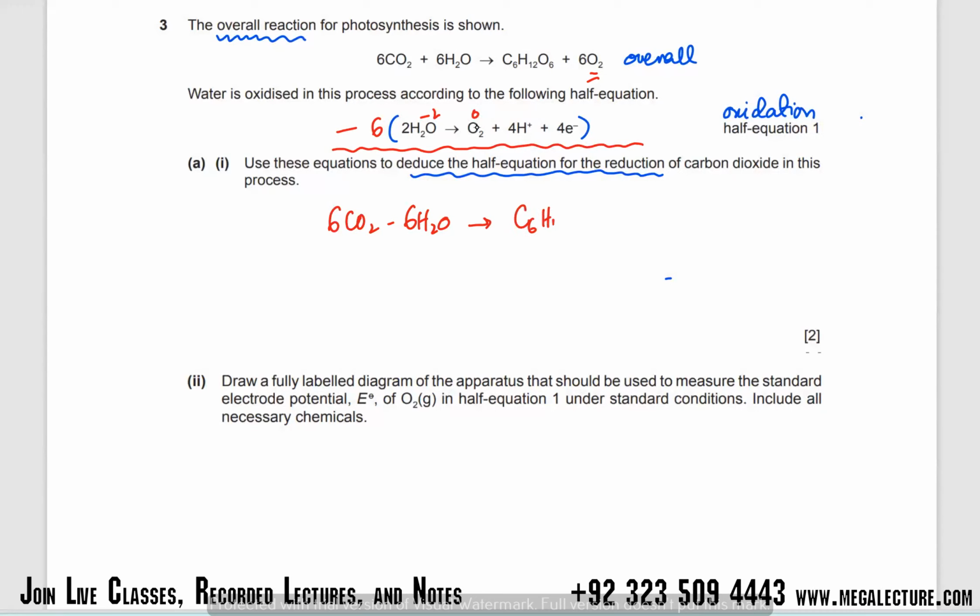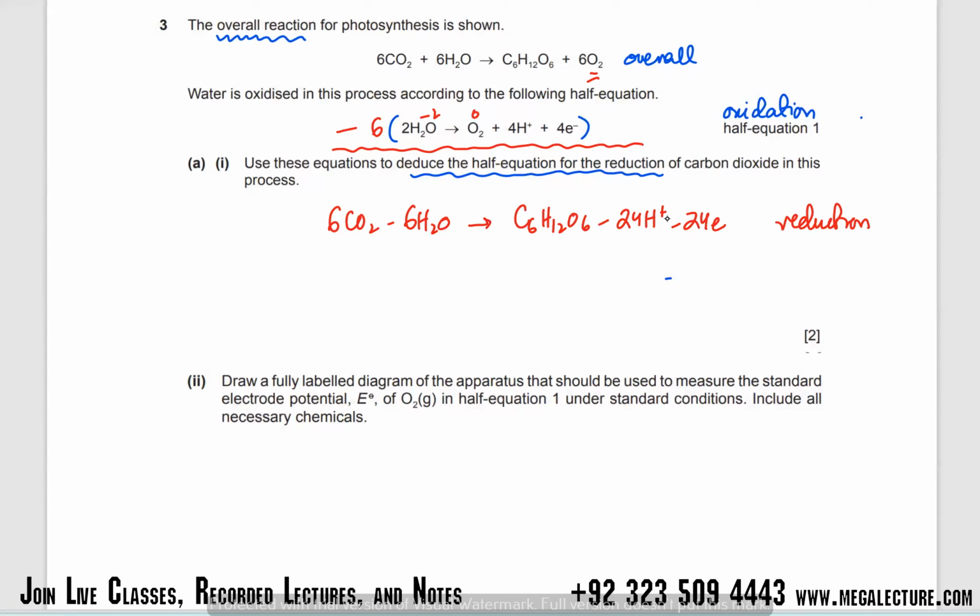So C6H12O6 minus 24 H plus 1 and minus 24 electrons, because the whole equation is getting multiplied by 6. So I'm going to get this, and that's basically my reduction equation.